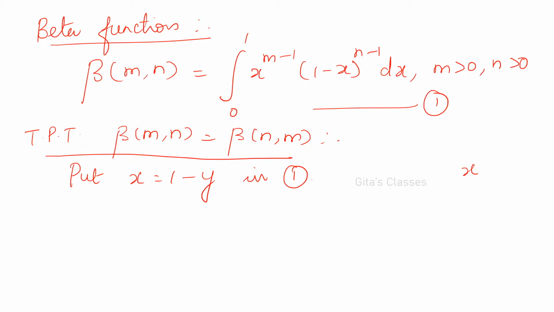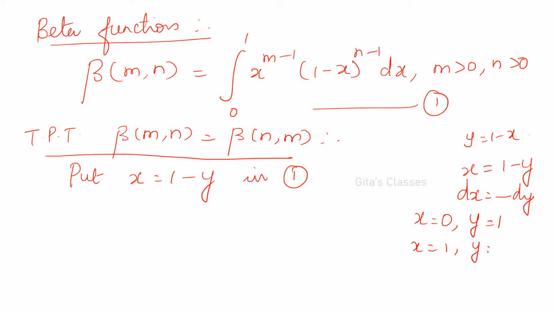Actually, we are going to change x to y by the substitution x is equal to 1 minus y. So immediately what else do you have to find out? Another 3 things you have to find out. dx is minus dy. When x is equal to 0, y is equal to what? y is equal to 1 minus x, right? So y is equal to 1. When x is equal to 1, the upper limit, y is equal to 1 minus 1, which is 0. These are the replacements you have to make.